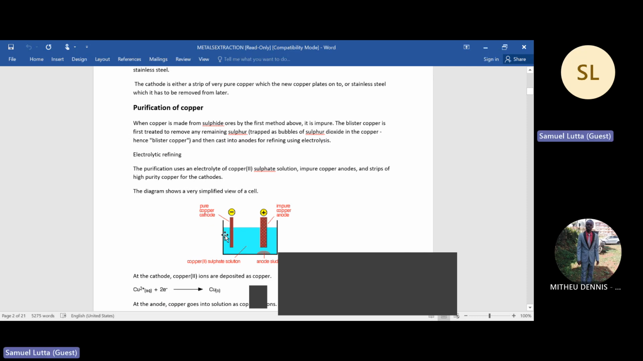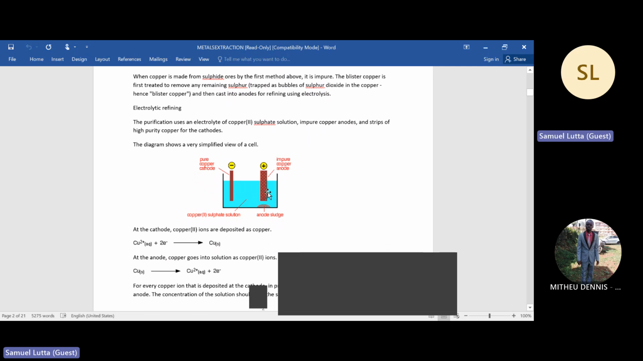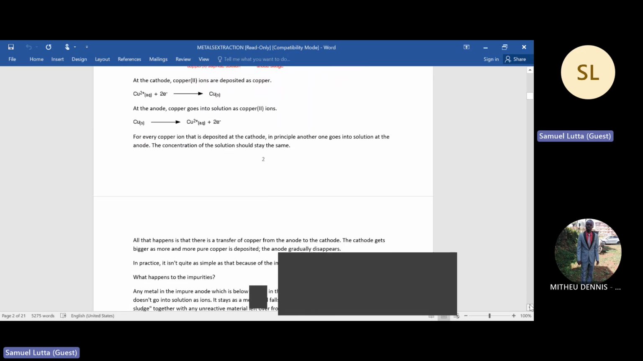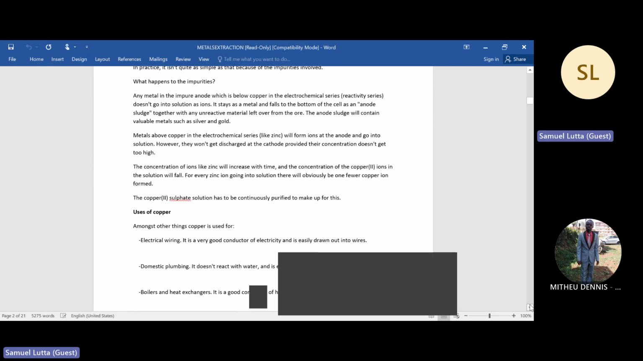So we start with the anode. At the anode, the copper will dissolve into solution. As you have seen here, copper dissolving into solution, and then the copper which has dissolved into solution will move to the cathode and get deposited. So these ions will move to the cathode and get deposited. By that, you'll be able to purify your sample. And we said the impurities contain some metals which can still be used for other processes.